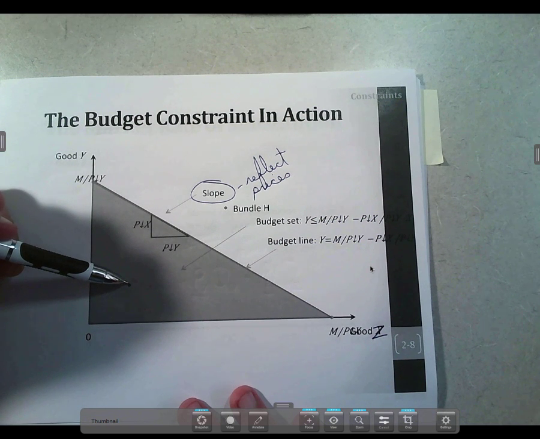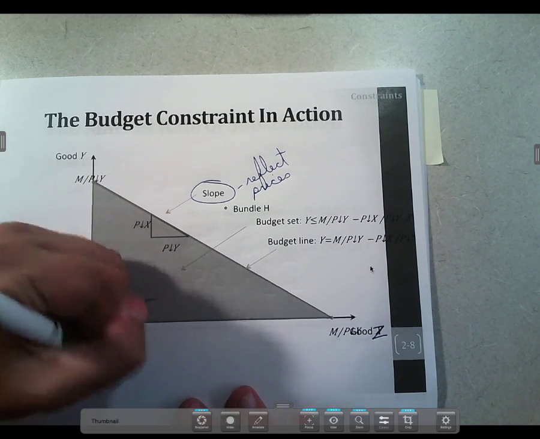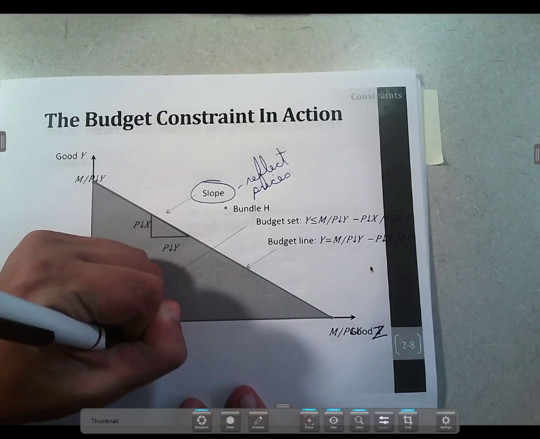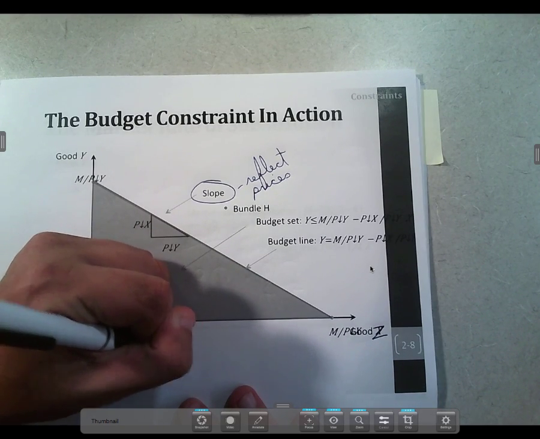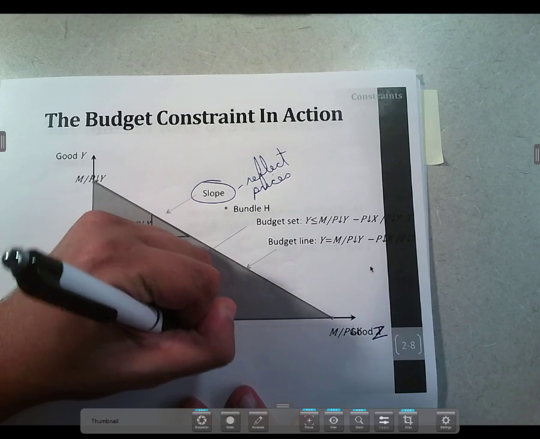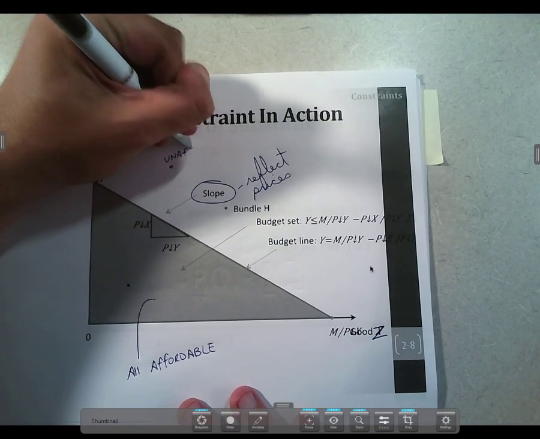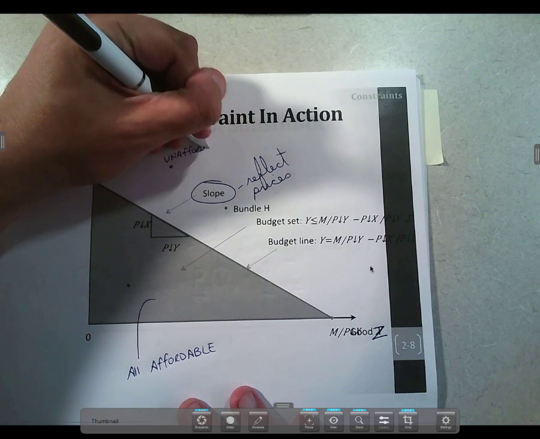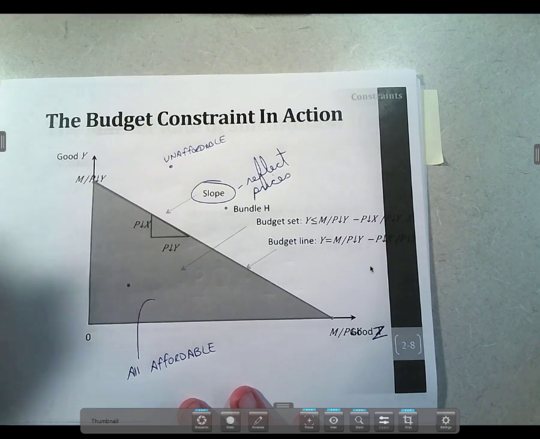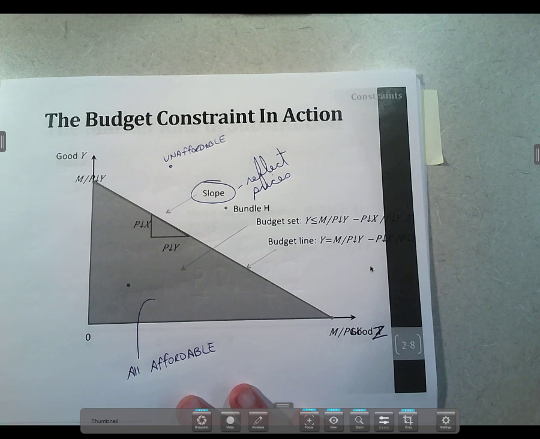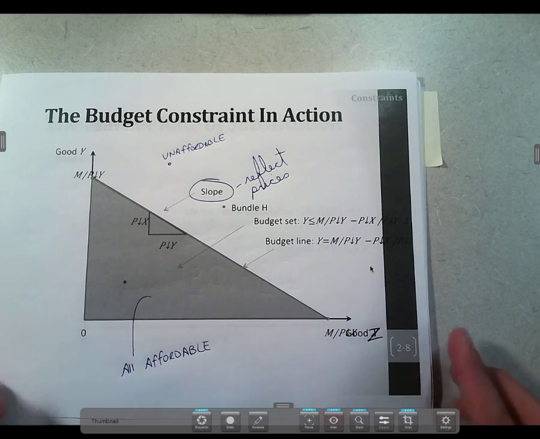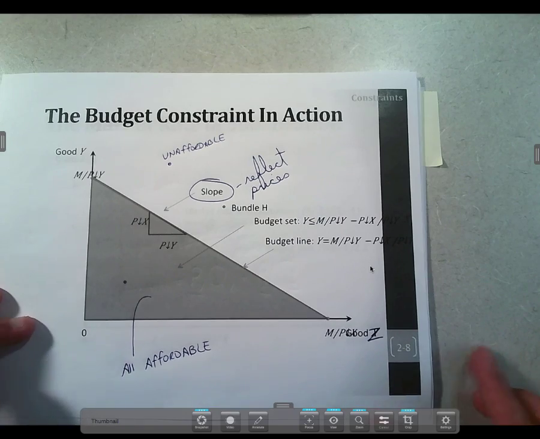Bundles within that line are certainly affordable. Points outside the line are unaffordable. This is my constraint. This is the thing that limits what I can buy that I want.